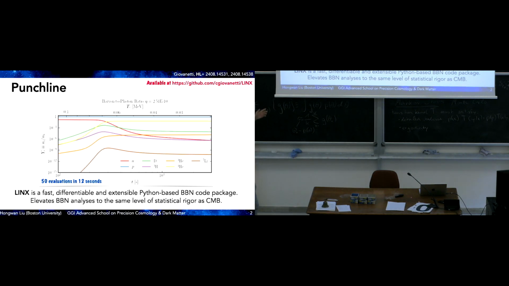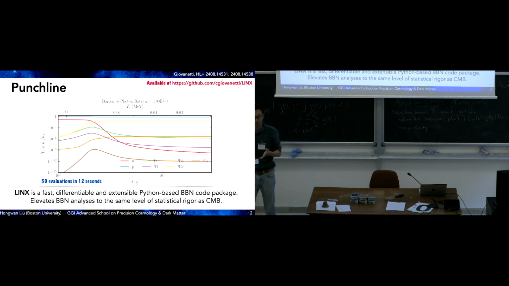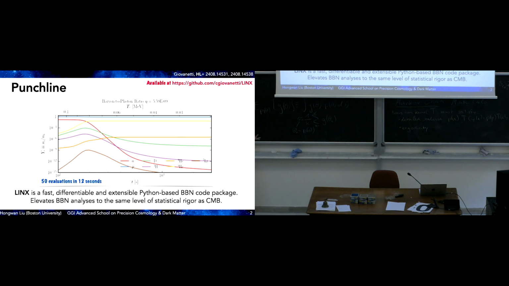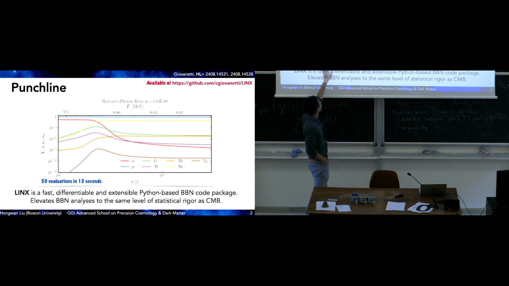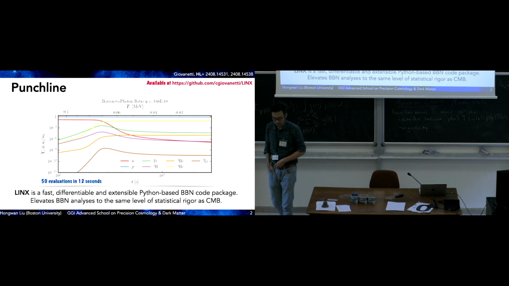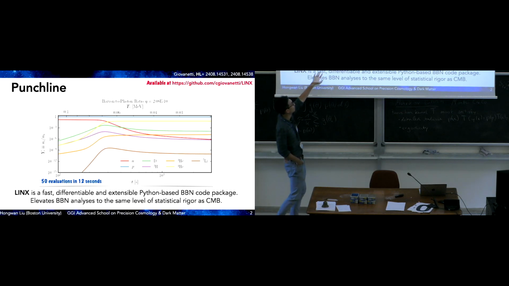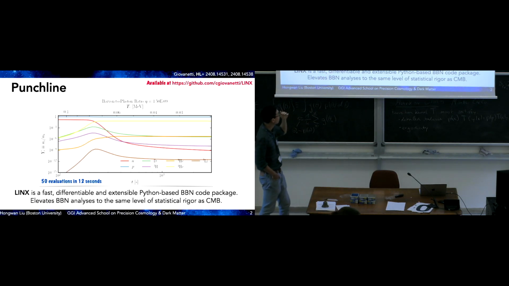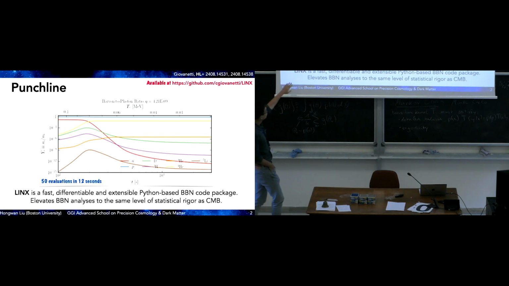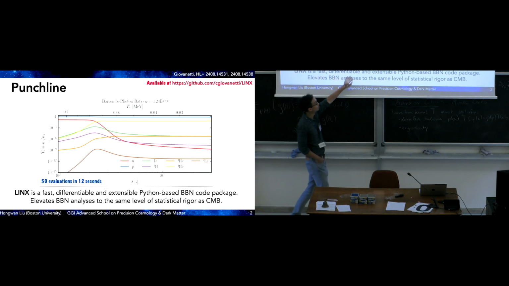Okay, and the punchline is that really the main selling point of the code is that it's fast. So after a period of compilation, which maybe takes about a minute, you can do 50 evaluations in 12 seconds. So that's very rapid evaluation. And to make this plot, to be honest, making the plot took more time than actually running the code. And so it's a fast code. It's differentiable, which is something that I'll discuss a little bit later on.